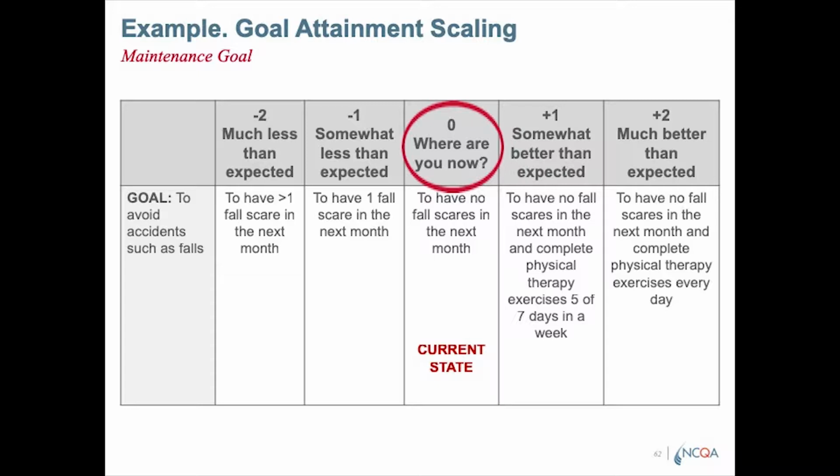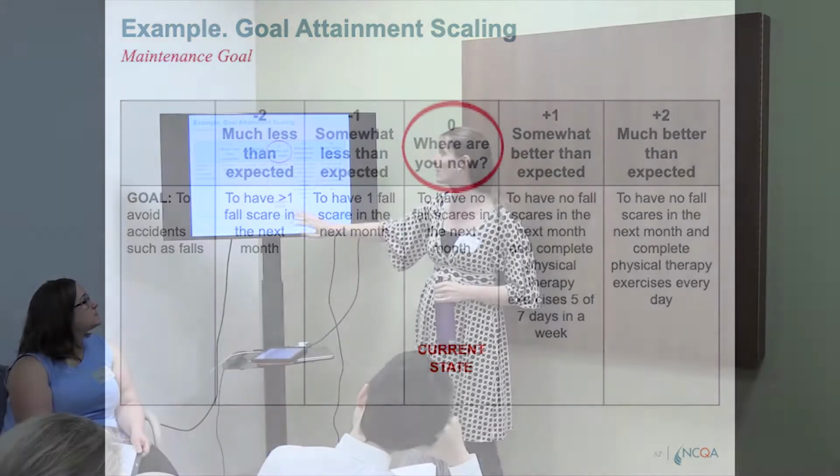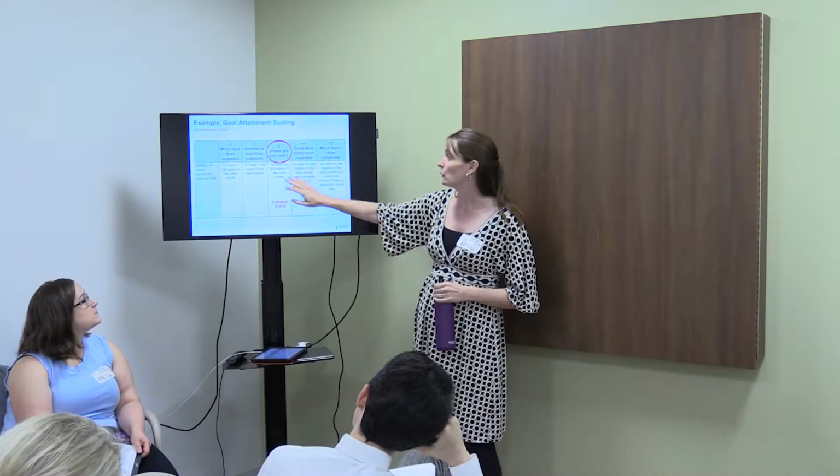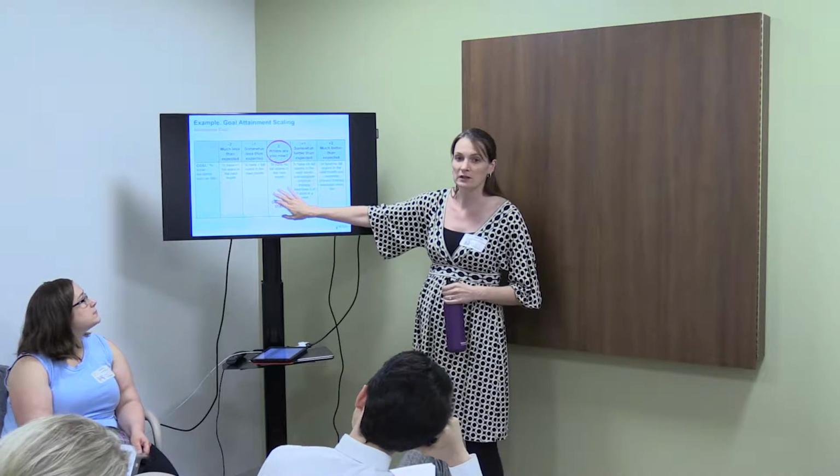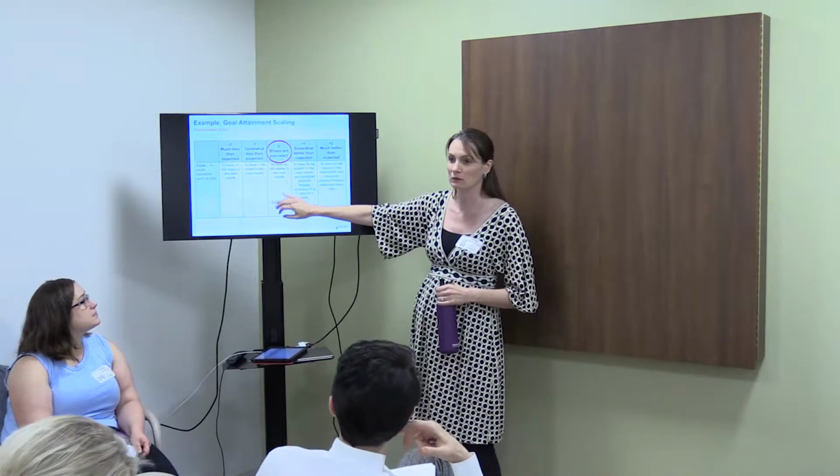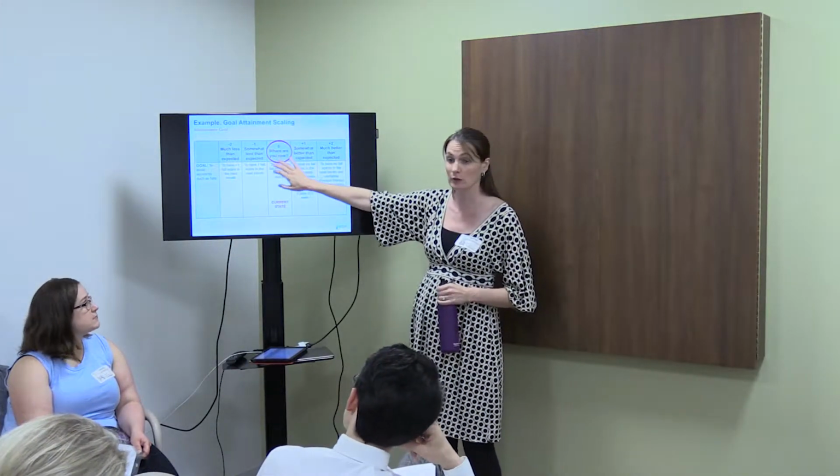This is an example of a maintenance goal. So that was an improvement goal where someone wanted to improve on something. This is somebody who wants to avoid accidents such as falls. She just wants to avoid it. Right now, where she is, she hasn't been having many fall scares, so she wants to just continue to have no fall scares in the next month. So if she had no fall scares in the next month, she would be meeting this goal, because she would be maintaining exactly where she is.